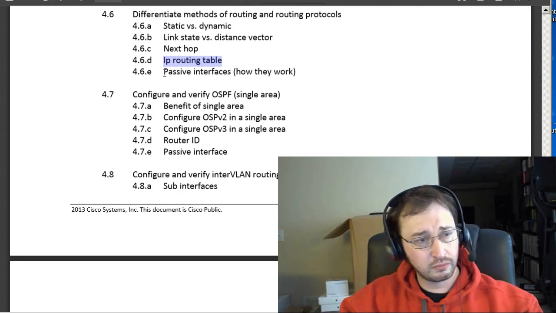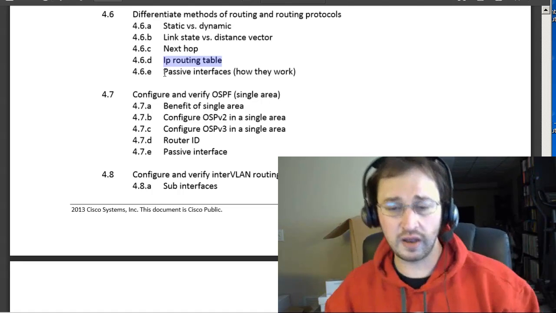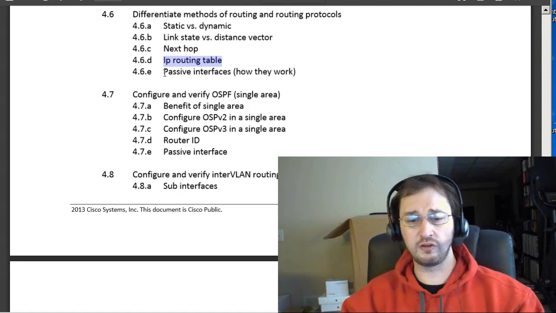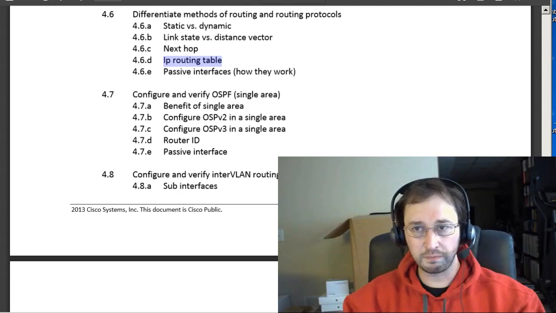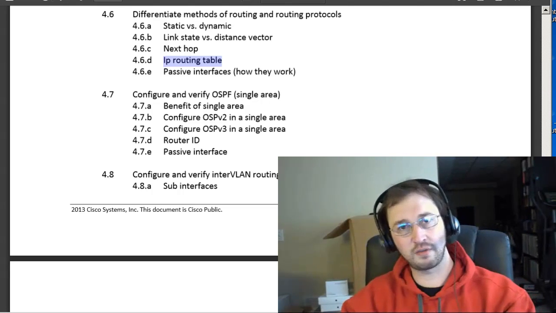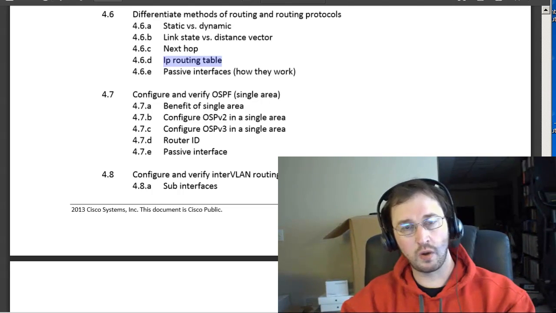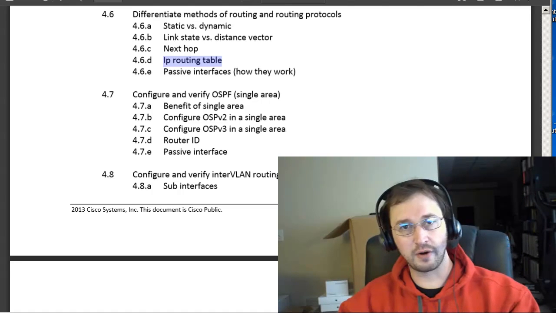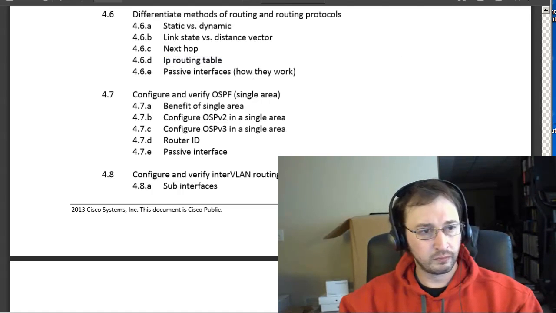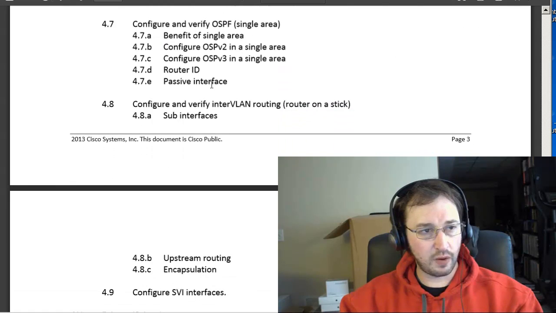Passive interfaces are going to be interfaces in a routing protocol that we specify do not send out updates. Okay, so we might want to advertise a particular network, but we don't want to run the routing protocol on that particular interface. Moving on, basic OSPF.